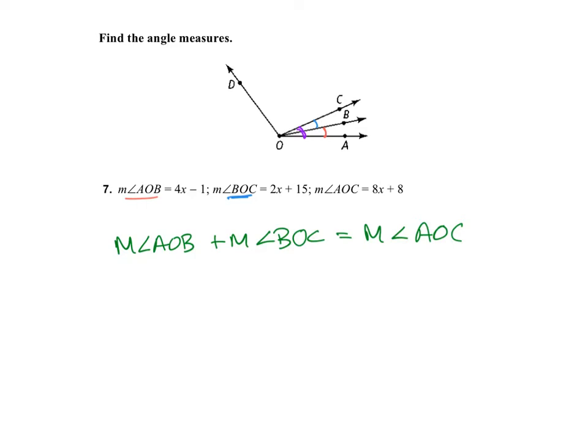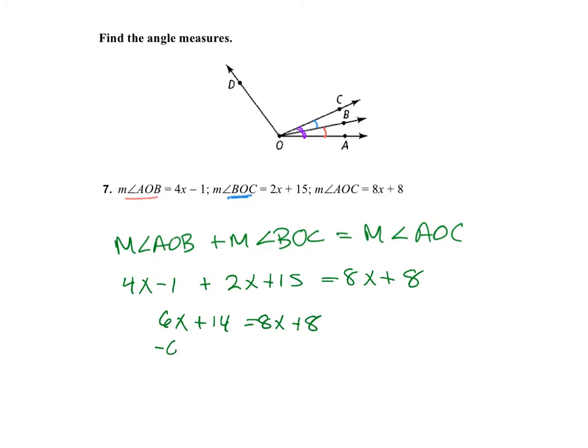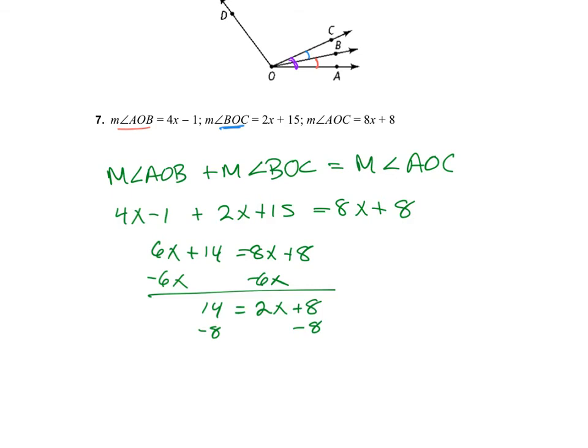This is very similar to what we did in a past video with the angle addition postulate. So I'm just going to plug in the information: 4x minus 1 plus 2x plus 15 equals 8x plus 8. So I'm solving this. 6x plus 14 equals 8x plus 8. Subtract 6x: 14 equals 2x plus 8, subtract 8. So 2x equals 6, and dividing by 2, x equals 3.